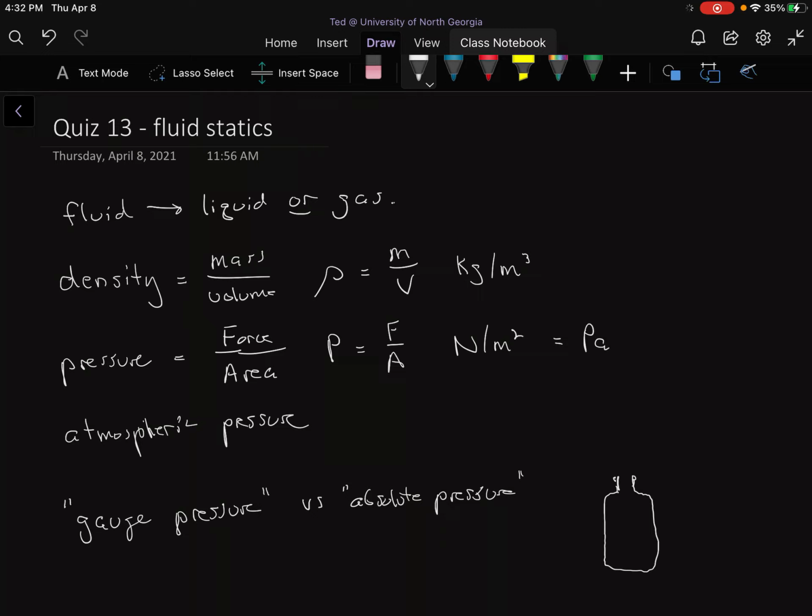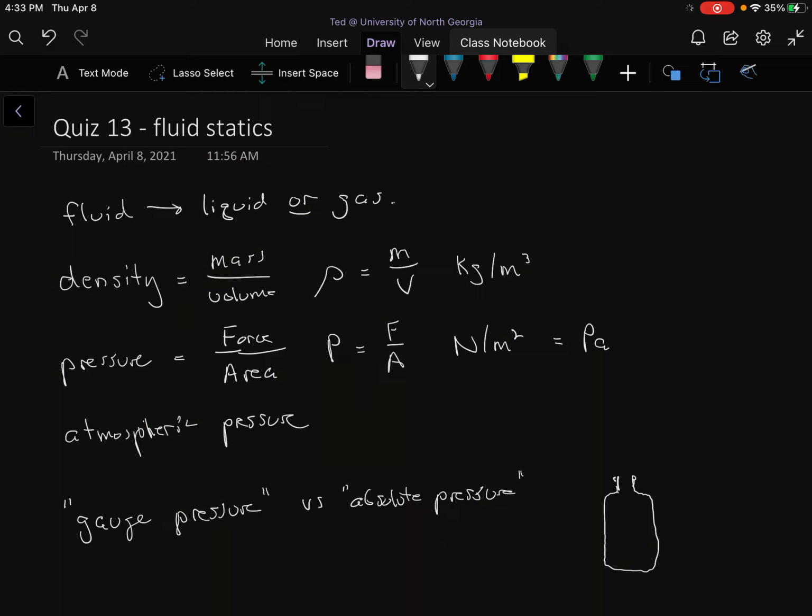All right, another important definition for this chapter is density. Density is mass divided by volume. The symbol for density is the Greek letter rho. I know it looks like a P, but it's not. It's a rho, R-H-O. And it's equal to mass divided by volume, which is measured in kilograms per meter cubed.